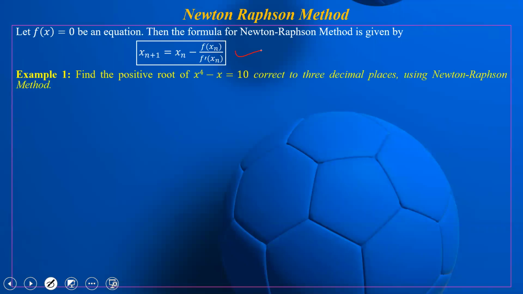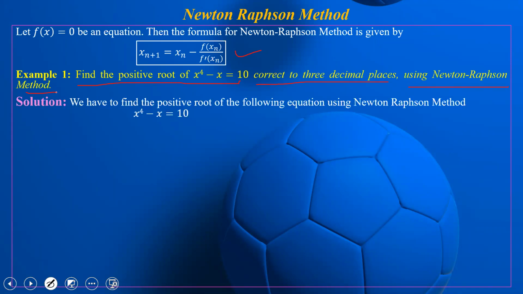Okay. So let us take one example. Find the positive root of x to the power 4 minus x equal to 10, correct to 3 decimal places using the Newton-Raphson method. So we have to find the positive root of the following equation using the Newton-Raphson method: x to the power 4 minus x equal to 10.